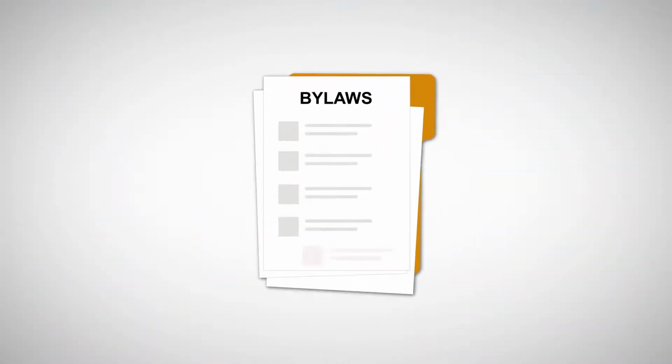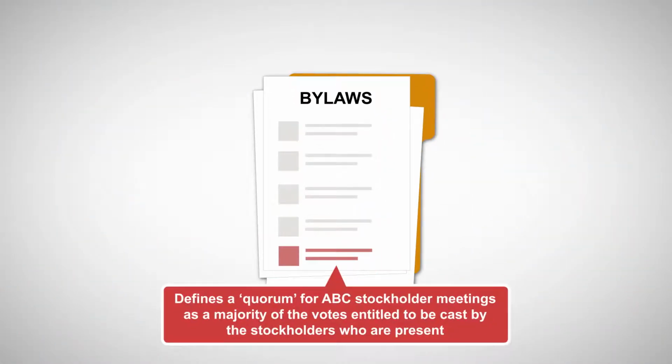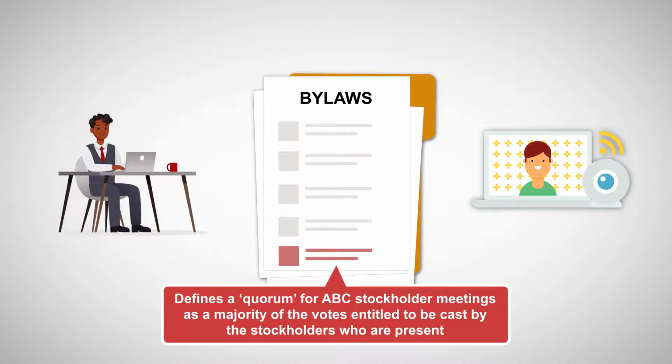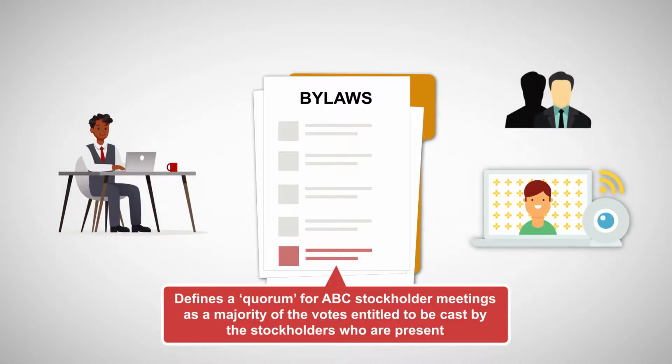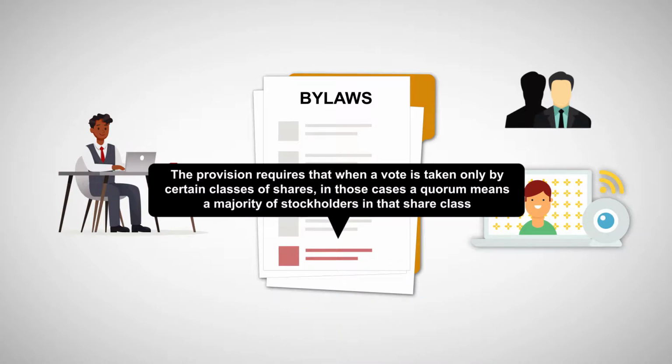The board adopts a provision for the bylaws, which defines a quorum for ABC stockholder meetings as a majority of the votes entitled to be cast by the stockholders who are present, either physically or remotely, or represented by proxy. However, the provision requires that when a vote is taken only by certain classes of shares, in those cases a quorum means a majority of stockholders in that share class.